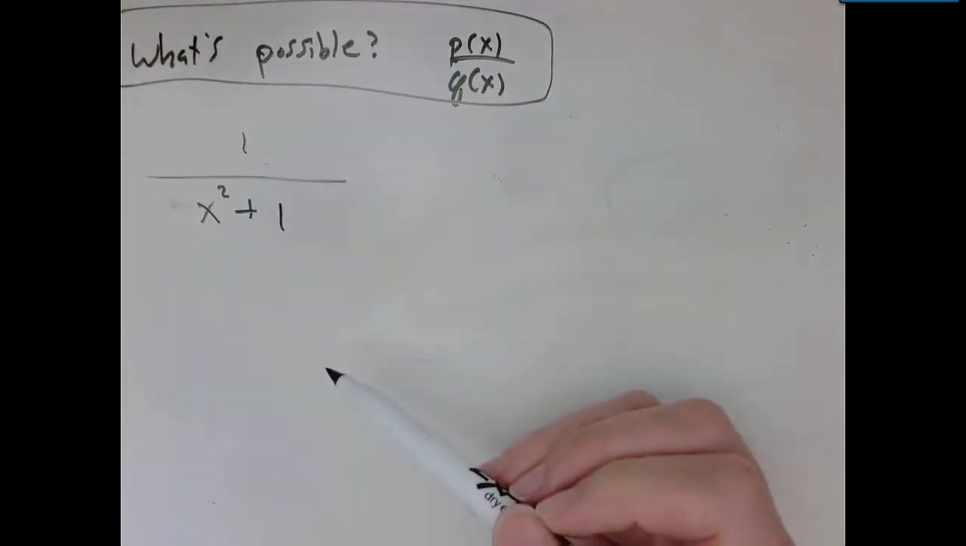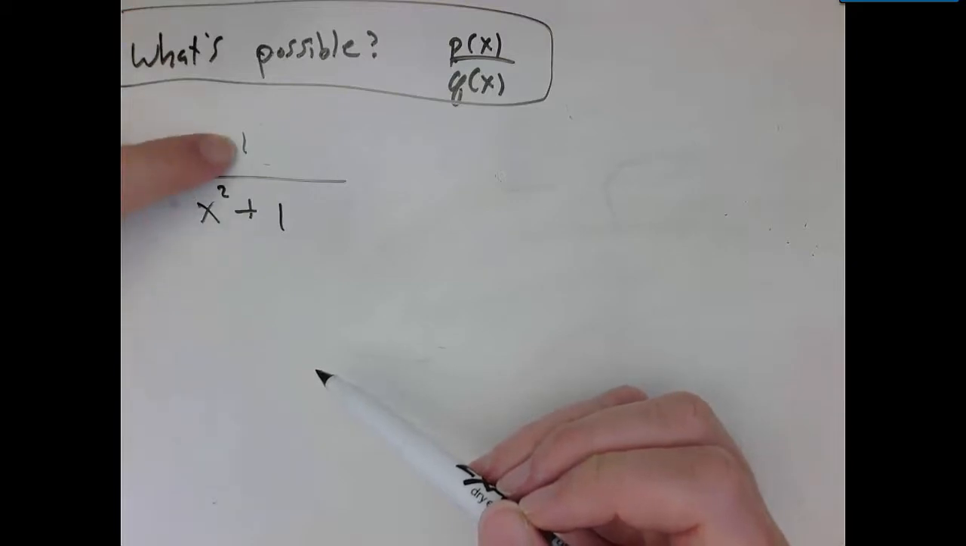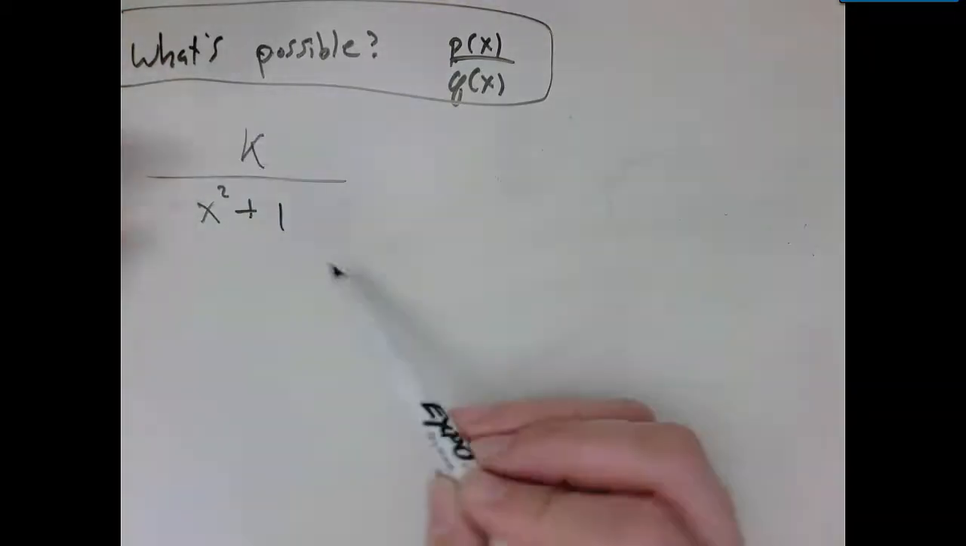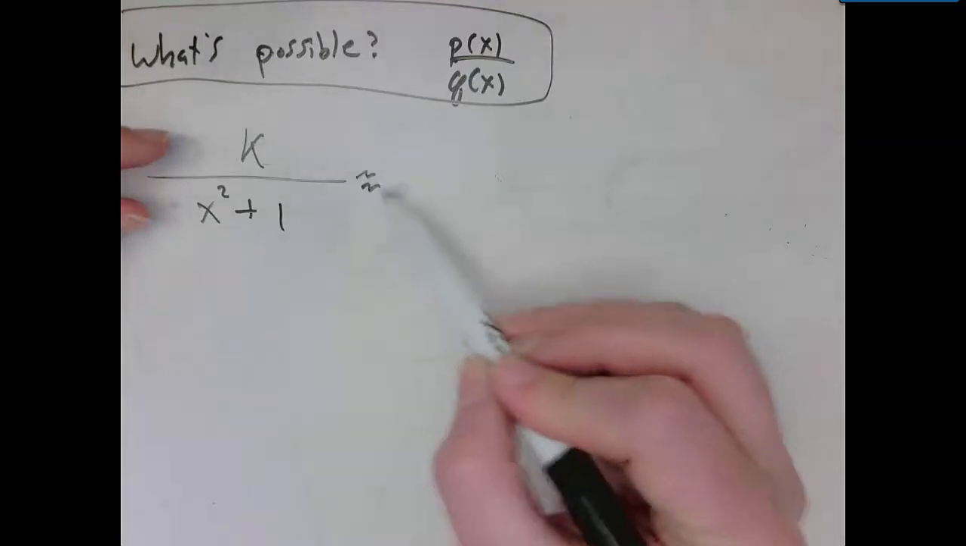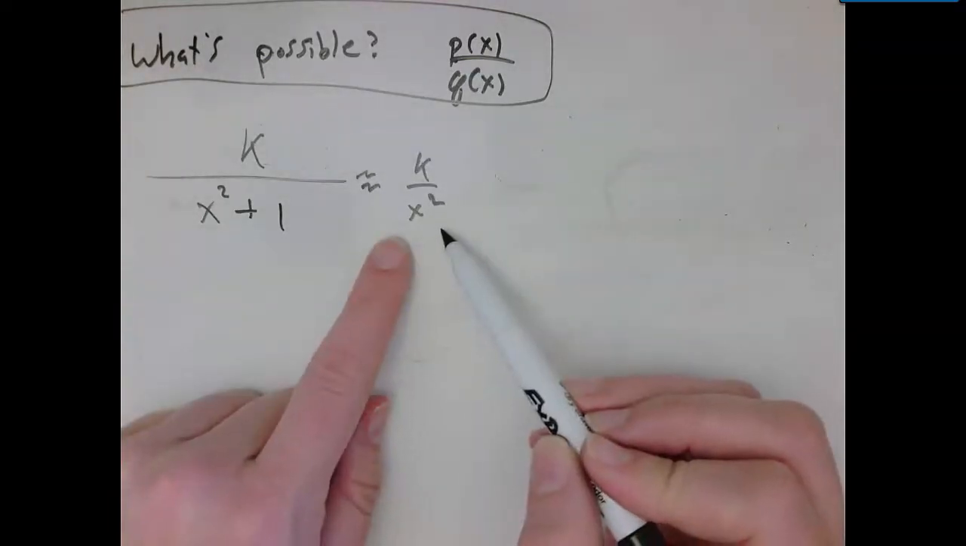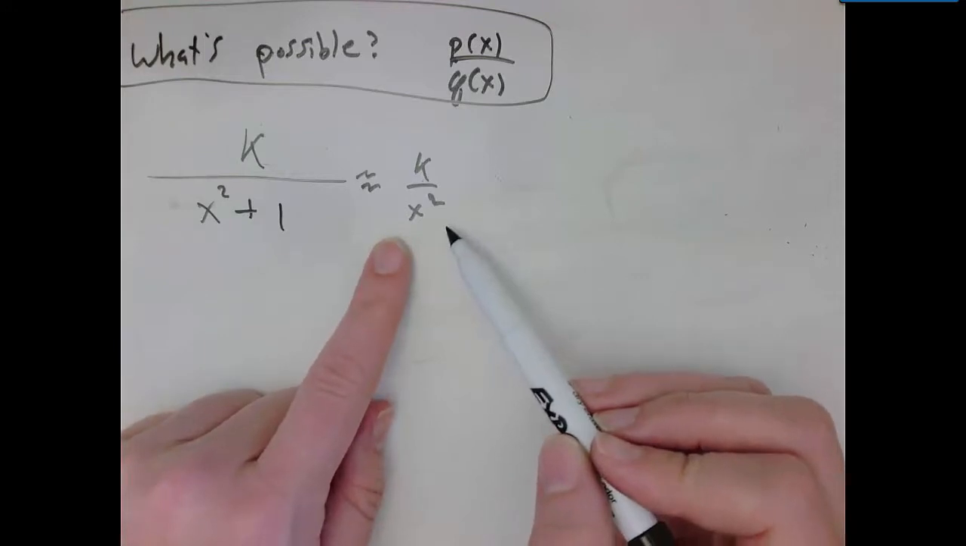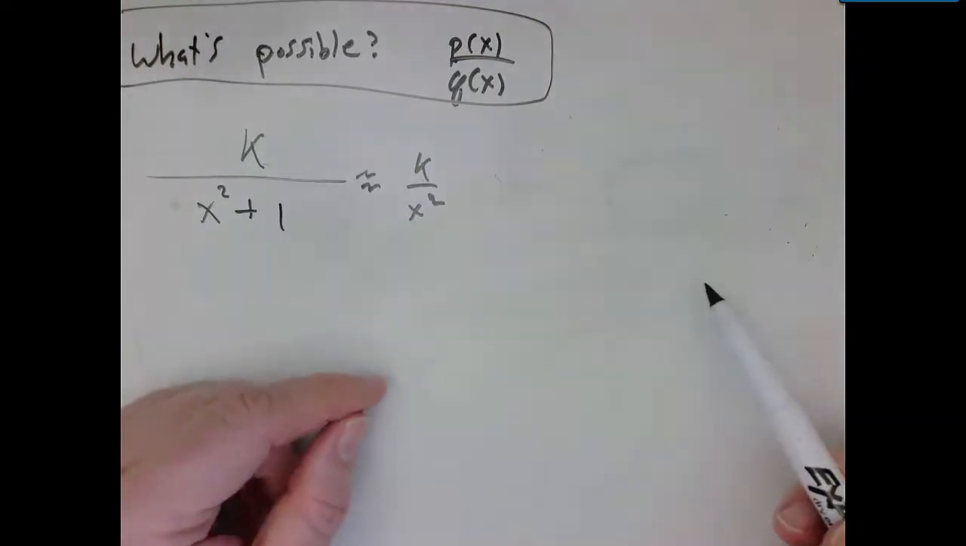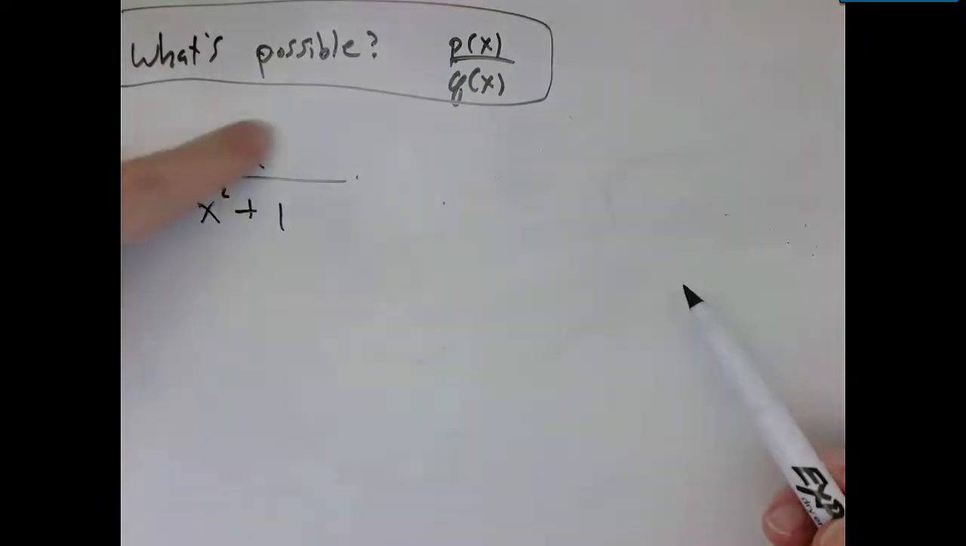Think about that. I hope that you said no, because if this is any number at all, I know that the end behavior is going to behave like a number over x squared, and the limit of this as x approaches infinity is 0, which would mean there's a horizontal asymptote at y equals 0. So I know it can't be a number.